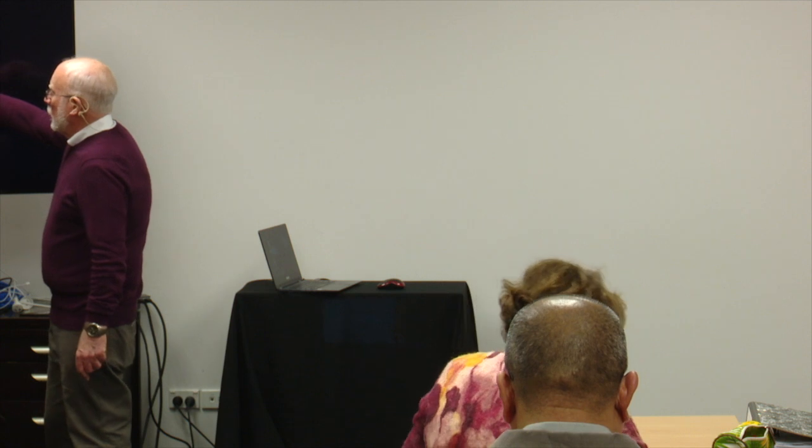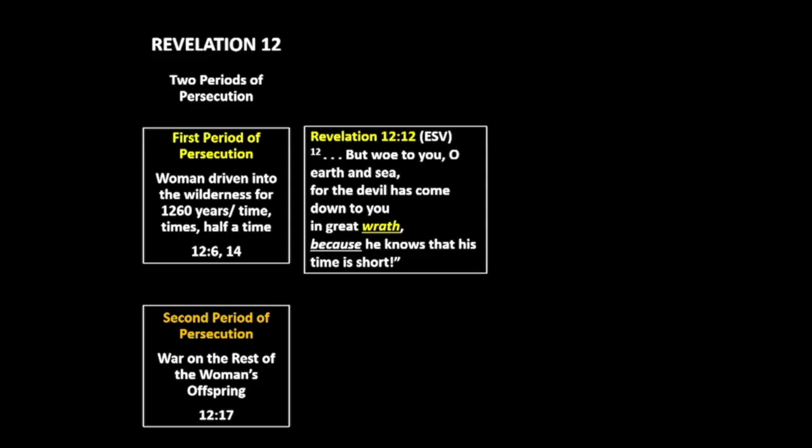It says, "Woe to you, O earth and sea." Remember the war in heaven? Devil cast down. And then right at the end of this section, there is a song. "Rejoice, O ye in the heavens, but woe to you, O earth and sea, for the devil has come down to you in great wrath because he knows that his time is short." Now I want to look at that word wrath because we skipped over this last time.